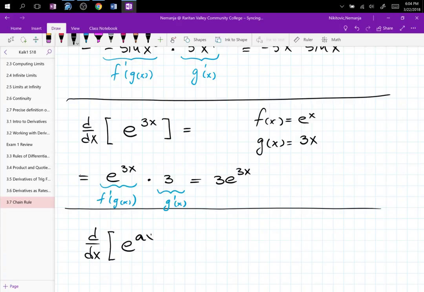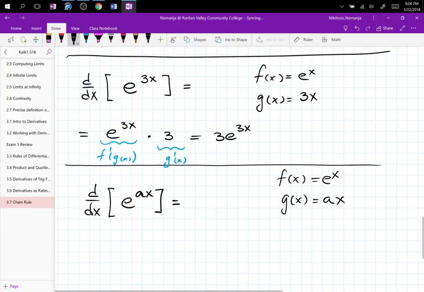What is the derivative of e to the ax? Well, the outer function is e to the x. The inner function is ax, whatever that a is, whatever number. The derivative of e to the x is e to the x, so the derivative of e to the ax has to be e to the ax, because it always stays the same. But now times the exponent.